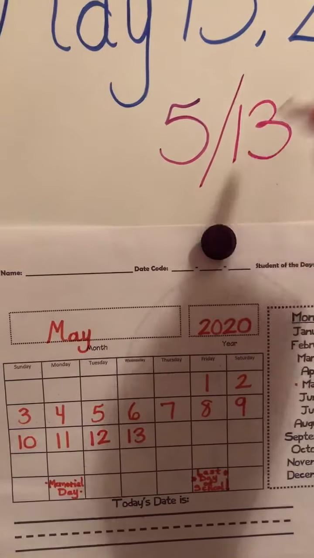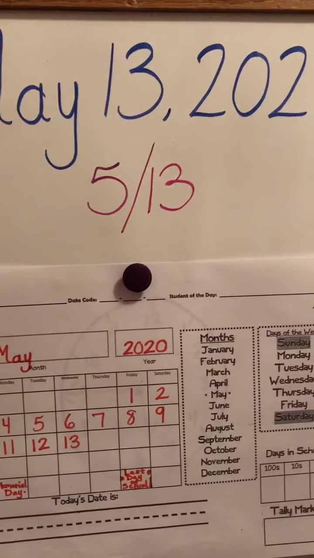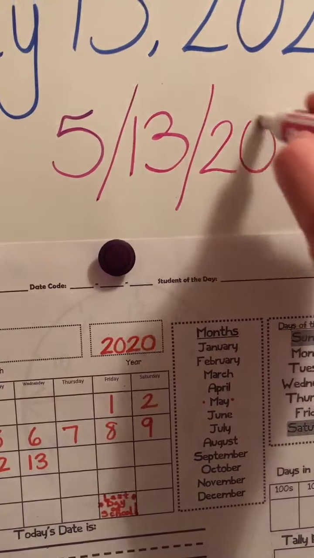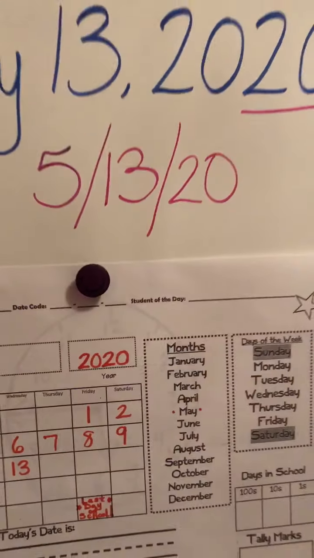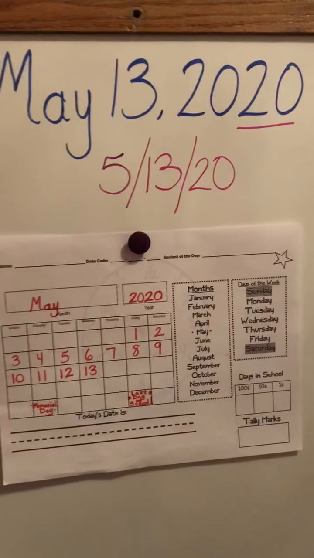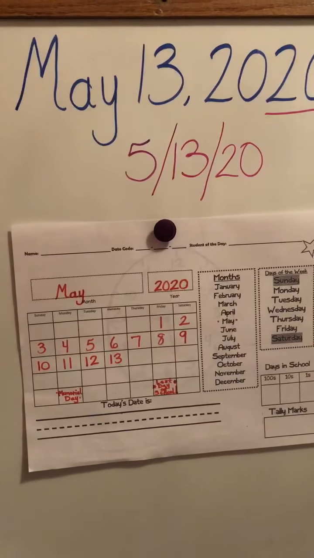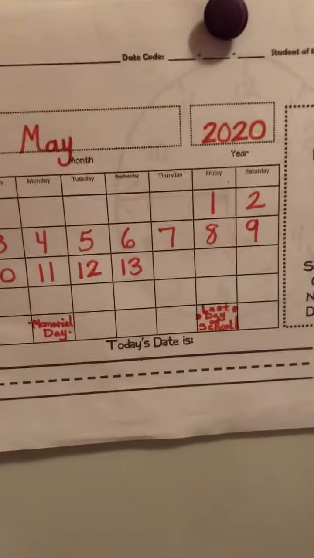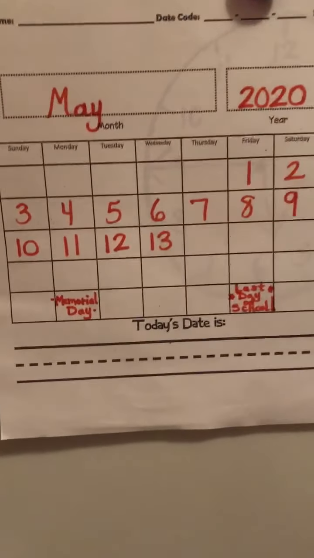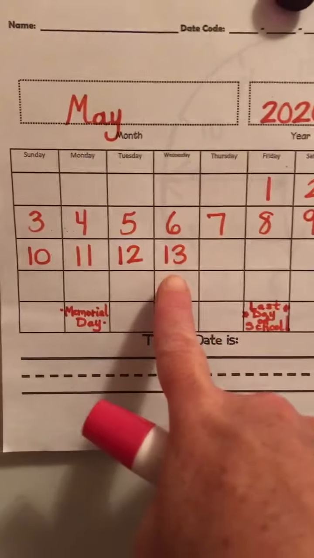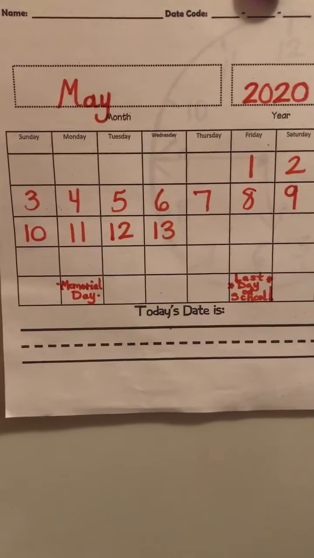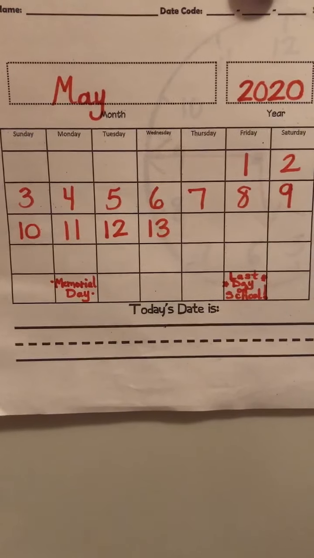/13, today is the 13th day of May, and /20, because 20 is the last 2 digits of the year. 5, 13, 20. Let's look at our May calendar. We are already right here in the middle of May on the 13th day. How did that happen? It really feels like May just started.